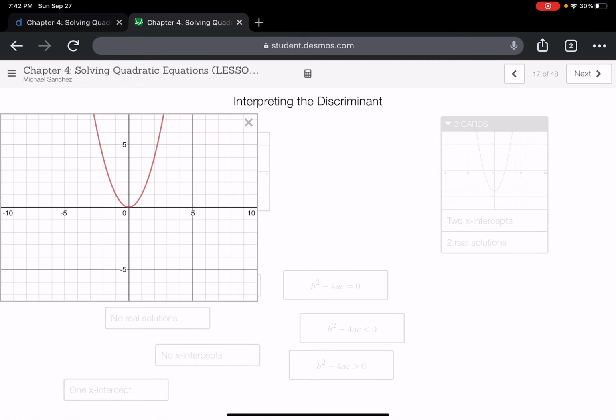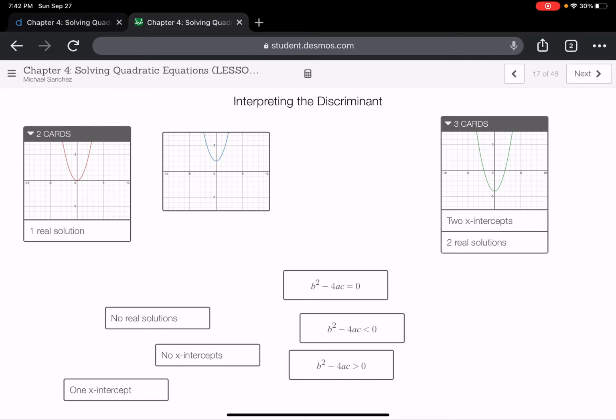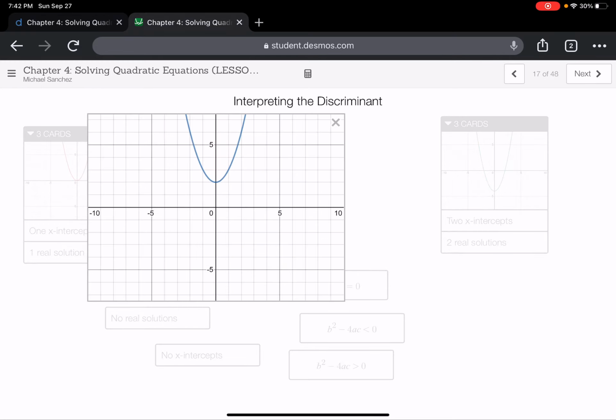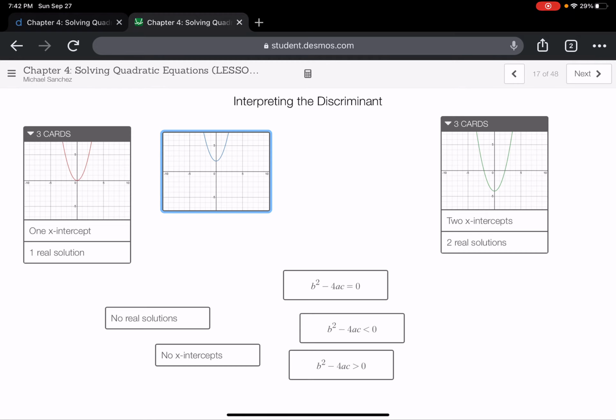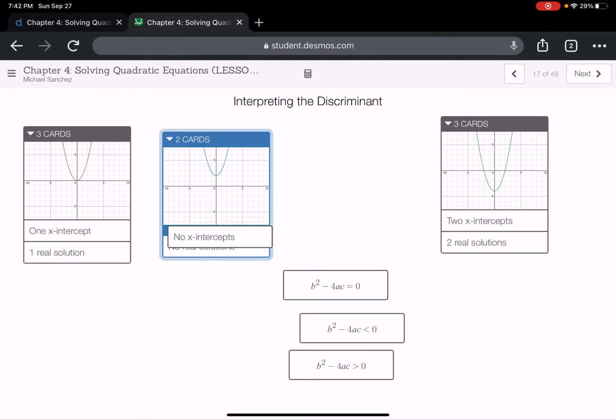This one in red over here has one solution because it passes through the x-axis only at the vertex. That one has one solution because it has one intercept. And then this one here never touches the x-axis, so we have no real solutions because it has no x-intercepts. Okay?